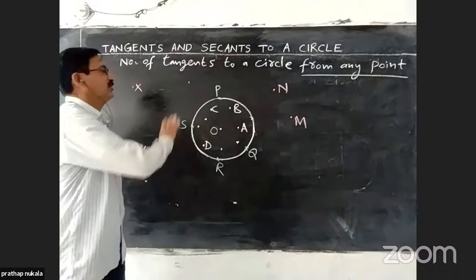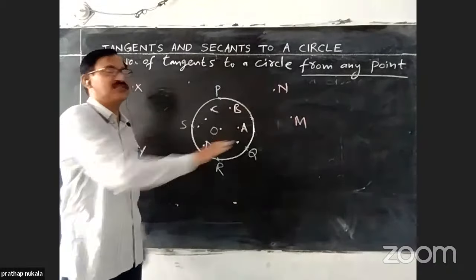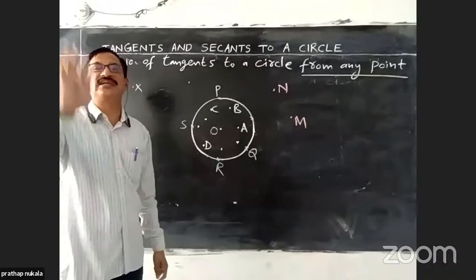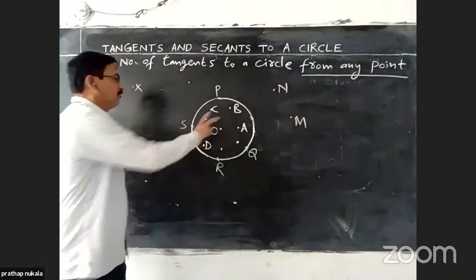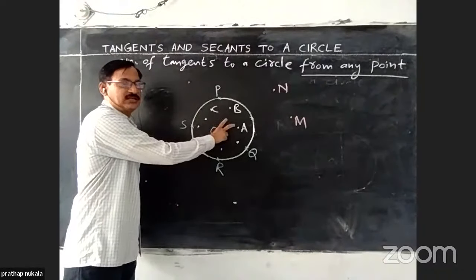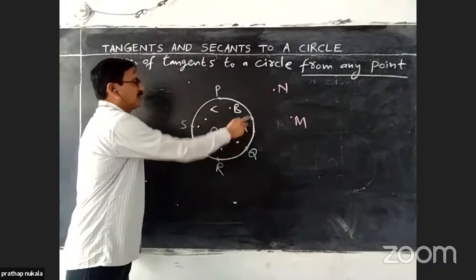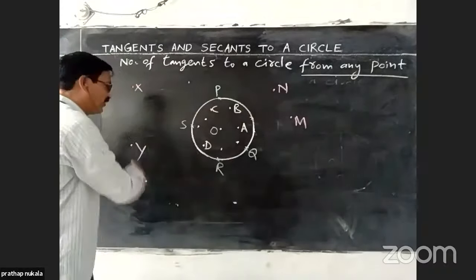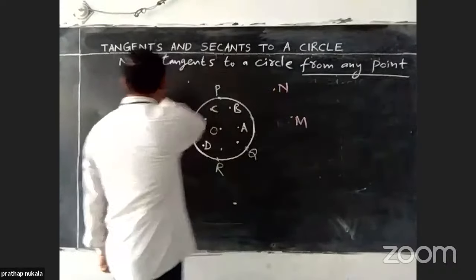Okay, that means this is the classification of points. There are three types of points. One is interior points of the circle. Another is boundary points of the circle. Next, the last one is exterior points of the circle.